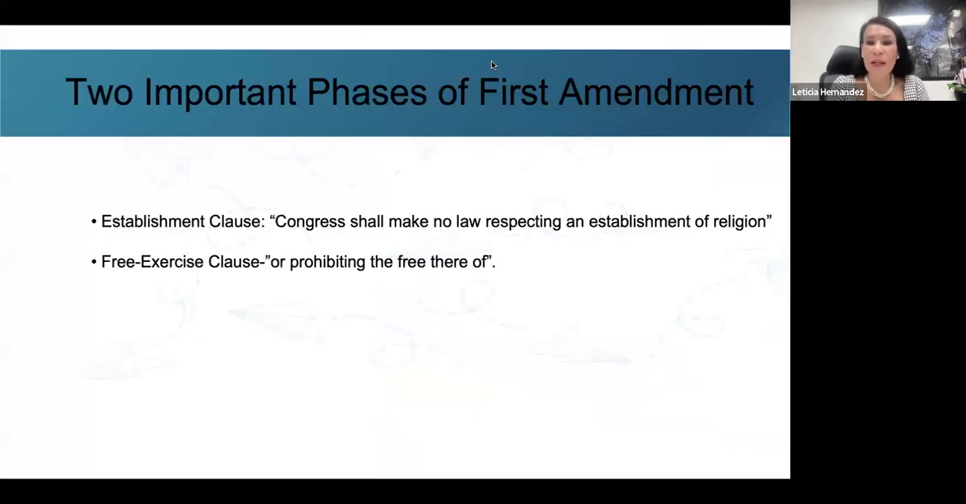There are two important phrases of the First Amendment. The Establishment Clause, where it says Congress shall make no law respecting an establishment of religion, and the Free Exercise Clause, or prohibiting the free exercise thereof. And these two important phrases at times can come into conflict because though we cannot establish religion in our schools, we still have to respect that our students have rights, and they may have religious backgrounds that we need to adhere to.